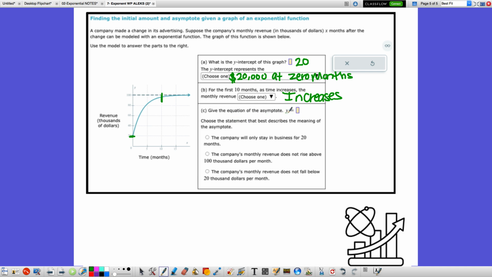Give the equation of the asymptote. Y equals 100. Choose the statement that best describes the meaning of the asymptote. Okay, so the company will stay in business for 20 months, not the answer. The company's monthly revenue does not rise above $1,000 per month. Sounds reasonable. The company's monthly revenue does not fall below $20,000 per month. It doesn't look like it does, but when it asks us to describe the meaning of the asymptote, which is 100, we wouldn't talk about that number. We would only talk about the 100 because it's asking us directly about the asymptote.